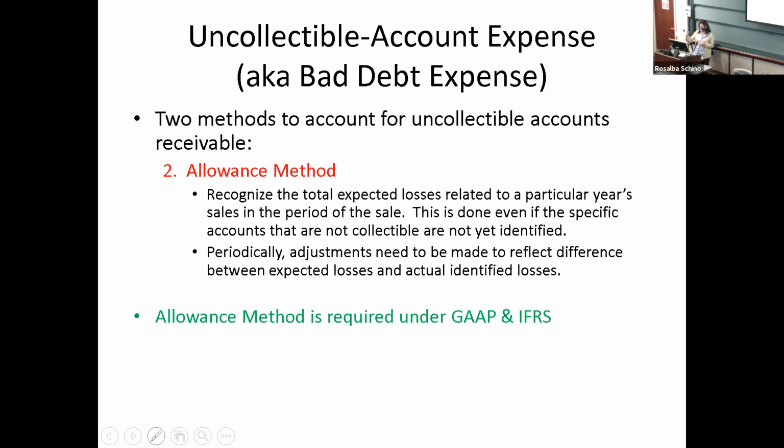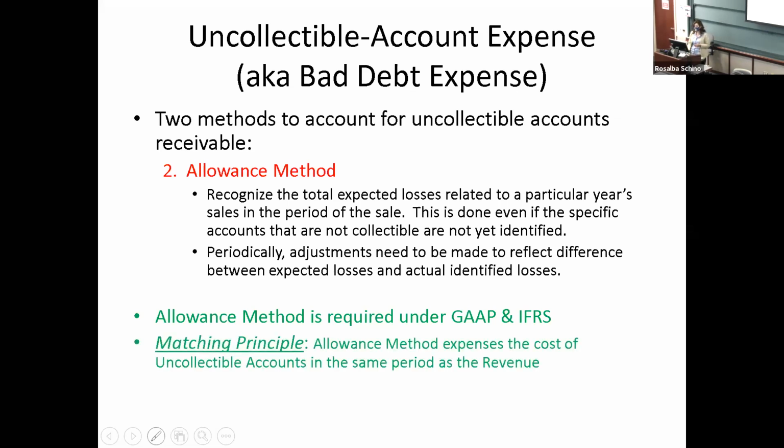So again, the allowance method recognizes the total expenses and losses related to a particular year within the same period of time as the sale. And then it's periodically adjusted. So it's an amount that is adjusted over time and replenished as needed, similarly to the sales refund payable. And because we match the revenue with all the losses or expenses associated with that revenue, including bad debt expense, in the same period of time, that satisfies the matching principle.